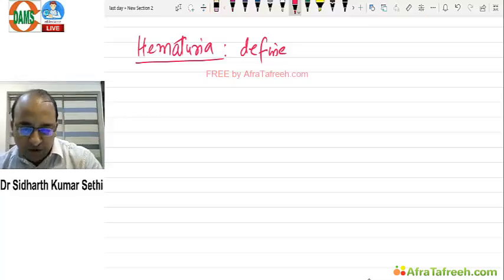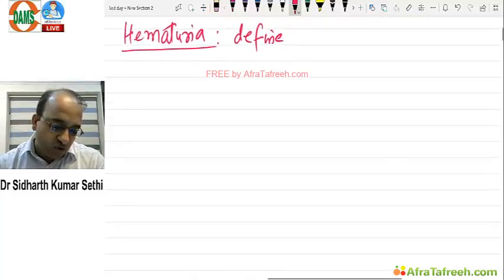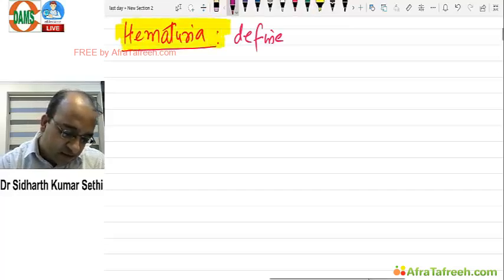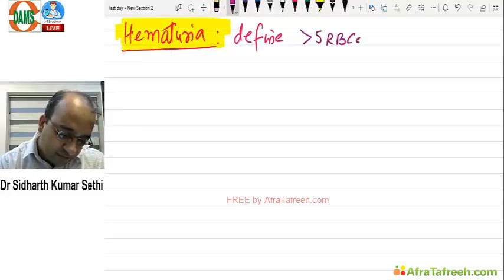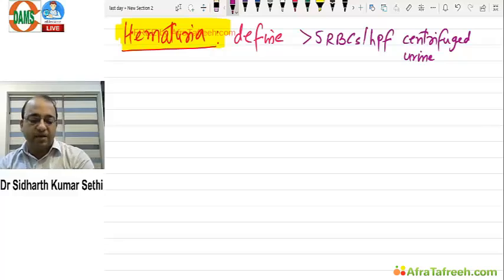Okay, those were causes of red urine. Welcome, guys. So how do you define hematuria? Hematuria is defined as more than 5 RBCs per high power field on a centrifuged urine.